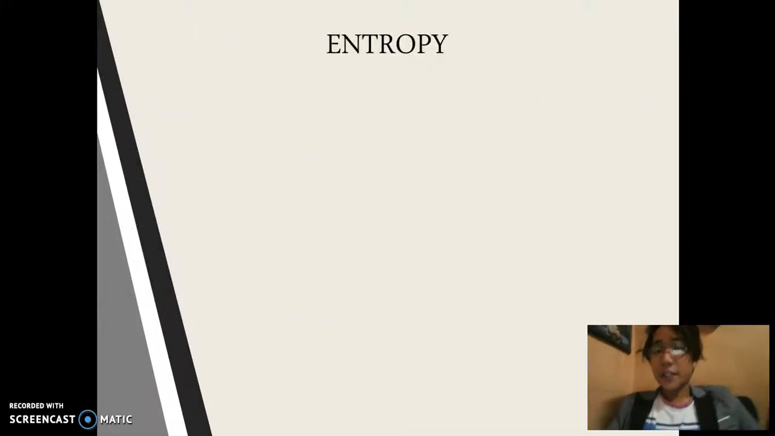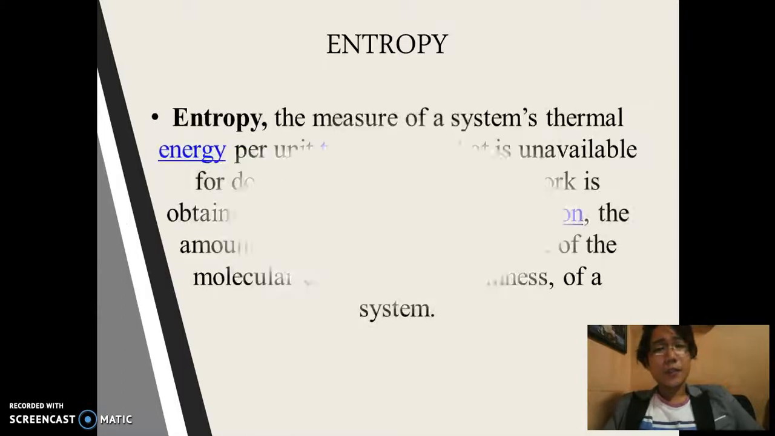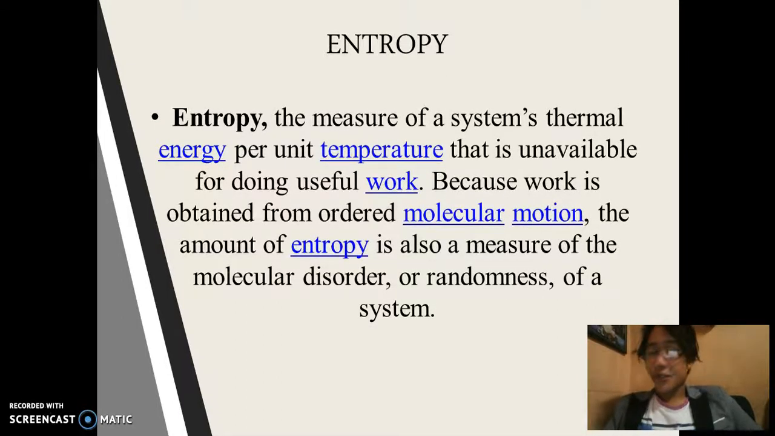Next, we have the entropy. So what do you think entropy is? Entropy is the measure of a system's thermal energy per unit temperature that is unavailable for doing useful work. Because work is obtained from ordered molecular motion, the amount of entropy is also a measure of the molecular disorder or randomness of a system. So entropy equals the system's thermal energy divided by the temperature that is unavailable for doing useful work.